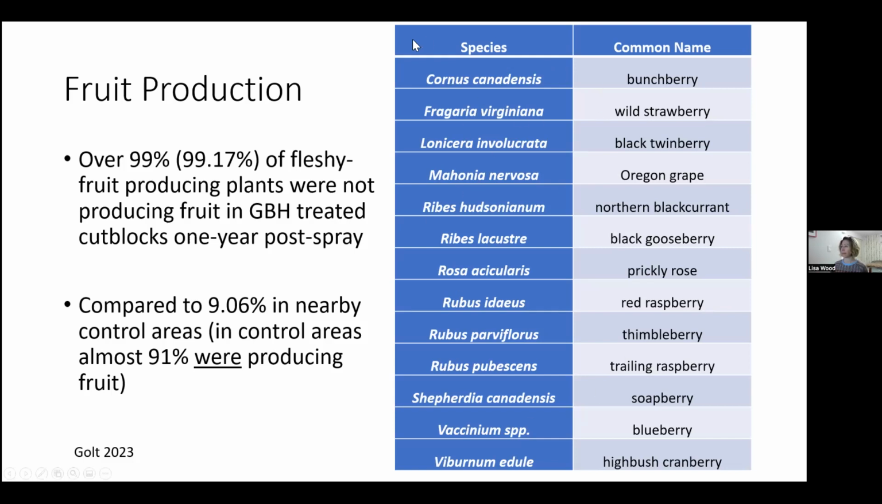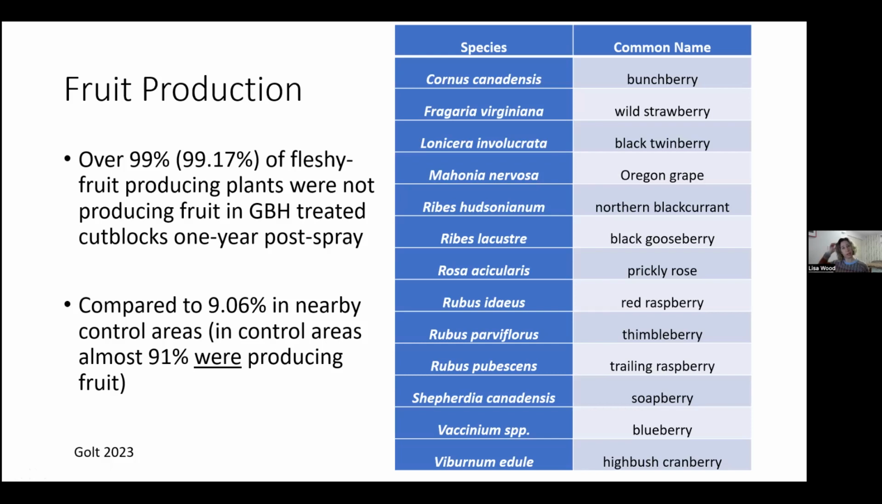So on the right-hand side here are the different species that fell in the plots we measured. In the control locations, about 91% of the plants we investigated were producing fruit. And in the sprayed areas, 1 year post-spray, 99% of the plants were not producing fruit. So, very stark contrast there.